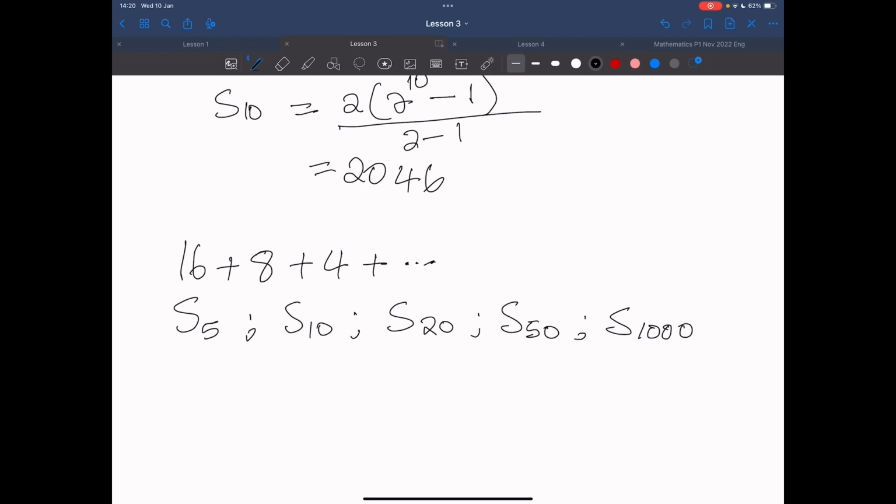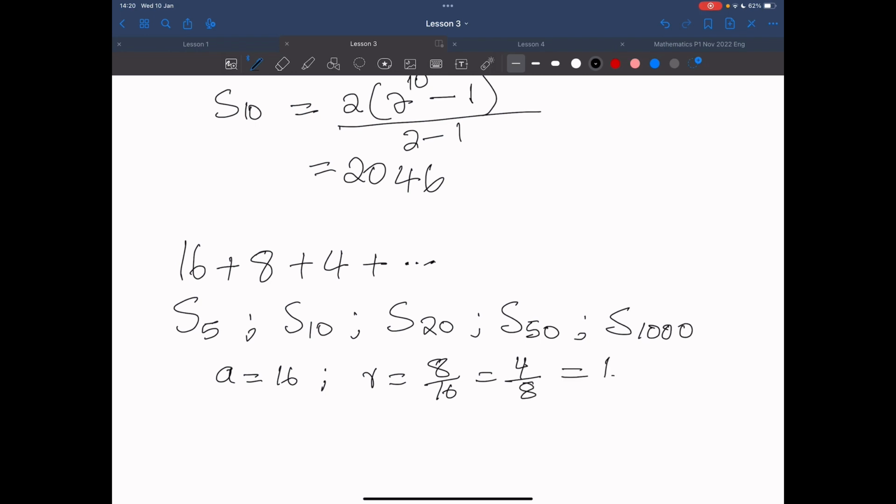Now, looking at this series, we can all see that the a value is 16, and then the common ratio, the r, is 8 over 16, which is the same as 4 over 8.